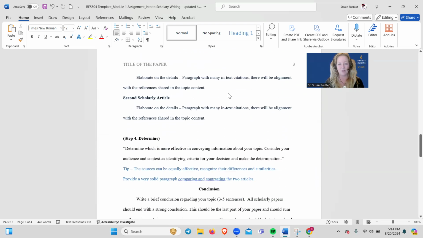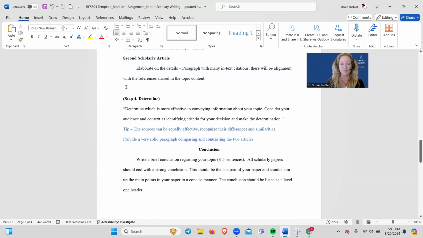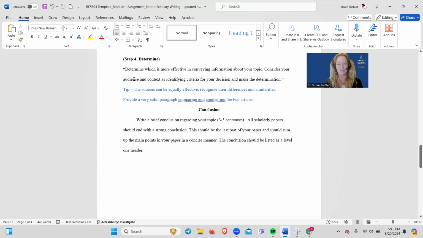Again, you're going to elaborate on your first one, with in-text citations throughout every paragraph. Same with the second one. Step 4, determine which one was, we also have to do that comparison. Remember, follow the steps themselves. Evaluate which one you preferred or what one was better because of why.